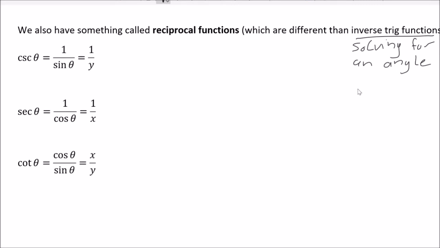And that was the one where it would be like cosine inverse of 3 over 5 would give us theta or something like that. So these are totally different than that. These are the reciprocal functions. Remember, reciprocal is like a flipped fraction.